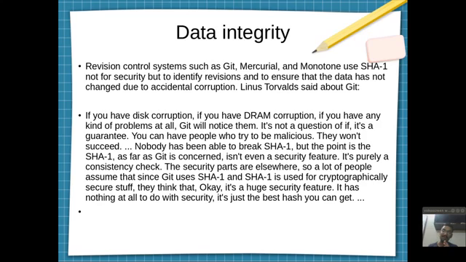Nobody has been able to break SHA-1 that way, but the point of SHA-1 as far as Git is concerned isn't even a security feature, it is purely a consistency check. The security parts are elsewhere. A lot of people assume that since Git uses SHA-1, which is cryptographically secure, it is a huge security feature. It is not like that. SHA-1 is not a huge security feature. It's just the best hash you can get. There are many supercomputers, many computation powers that can be used to break SHA-1.